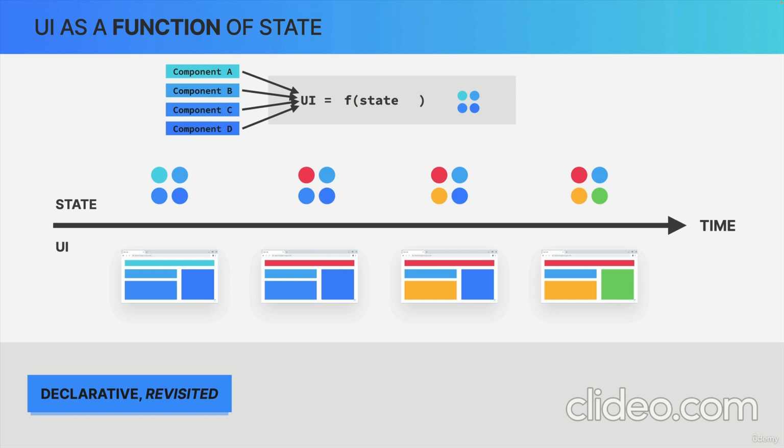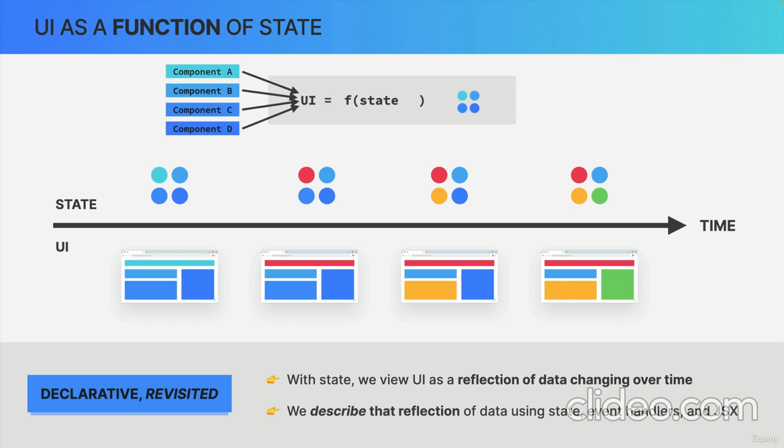Instead of viewing a UI as explicit DOM manipulations, with state, we now view a UI as a reflection of data changing over time. And as you know by now, we describe that reflection of data using state, event handlers, and JSX. So we describe the UI, React does the rest. Now, this might all sound a bit philosophical at this point in your journey, but trust me, as you become more and more experienced in building React apps and working with state, you will truly and deeply understand everything I just said here.